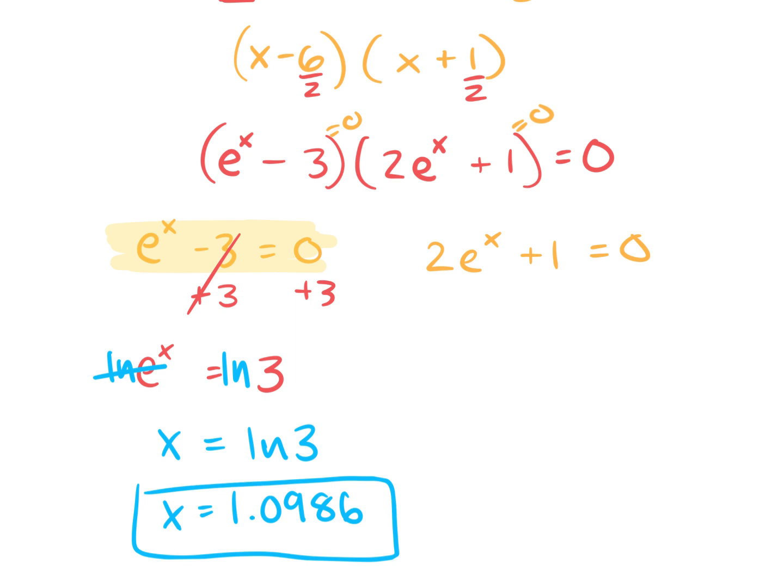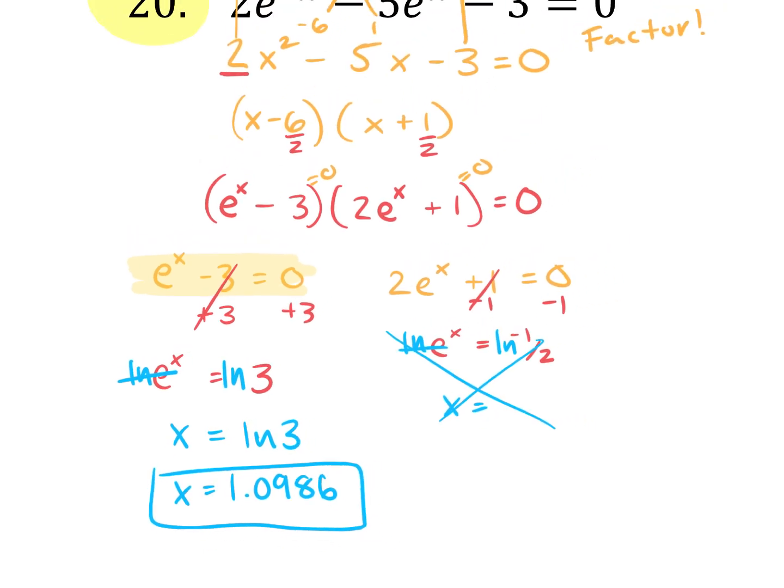Let's do the same thing with the other one. We're going to subtract 1 and divide by 2. So e to the power of x equals negative 1 over 2. What would we have to do to cancel out the e? Take the ln of both sides. So x equals, what happens if you put the ln of negative 1/2 in the calculator? Error. It doesn't work. So do we get a solution here? Nope. So that's just not an answer.